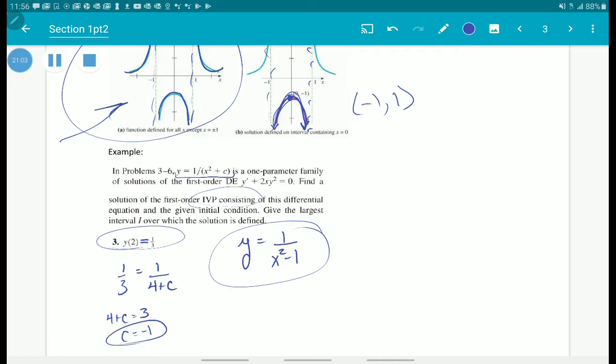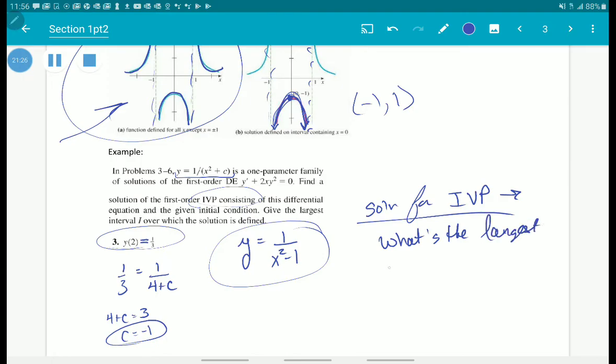If we were talking about the solution for the initial value problem, now I'm going to abbreviate that IVP, what interval, or what's the largest interval for where the solution is valid?